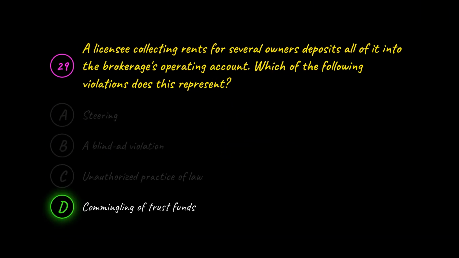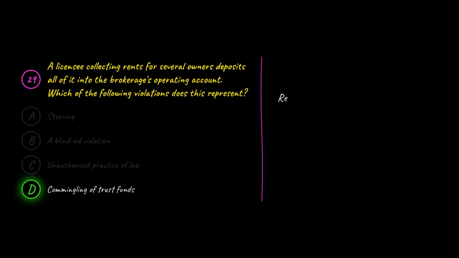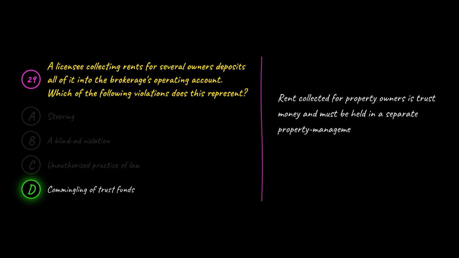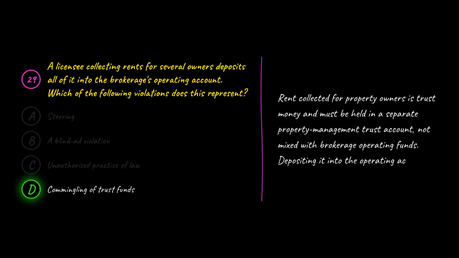The correct answer is D. Commingling of trust funds. D is correct because rent collected for property owners is trust money and must be held in a separate property management trust account, not mixed with brokerage operating funds. Depositing it into the operating account is commingling, exposing the licensee to discipline.